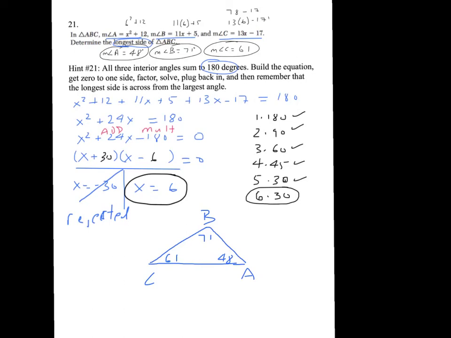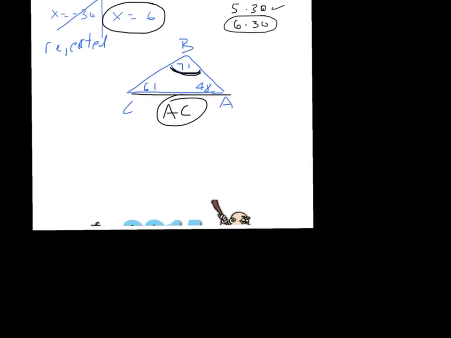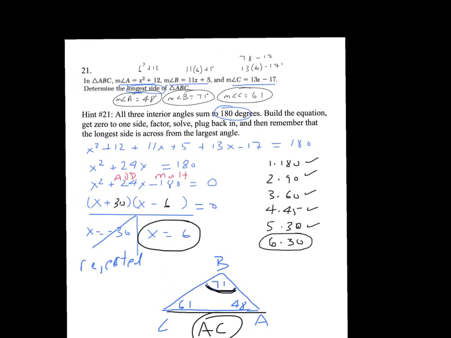I'm looking for the longest side. Well, the longest side is always going to be across from the longest angle. So the longest angle is 71. The longest side is AC. So AC is the biggest side. That's the end of the question, and it's the end of the practice.